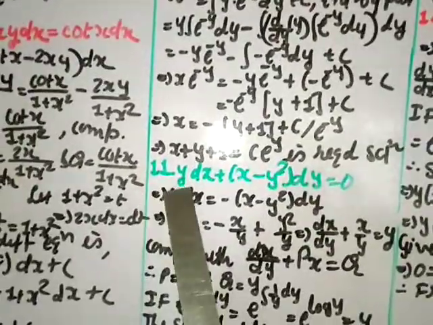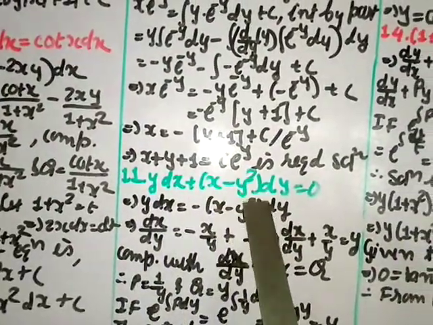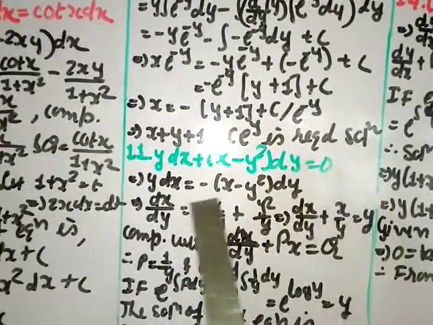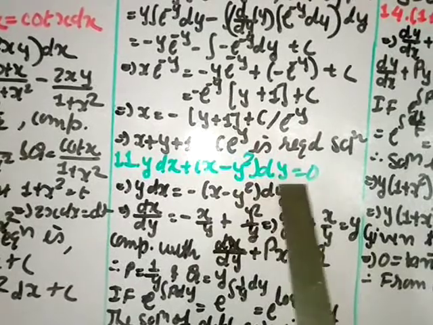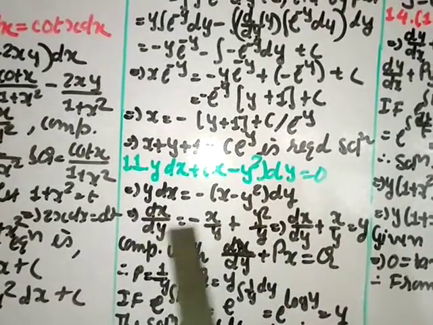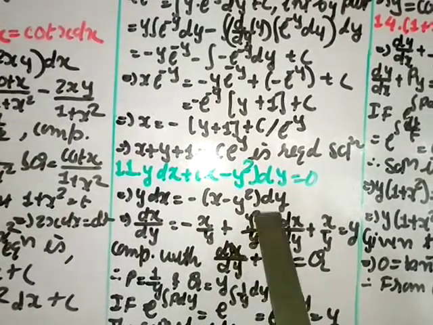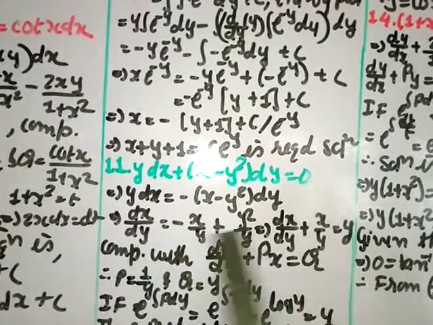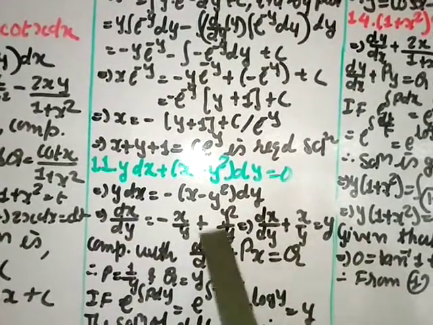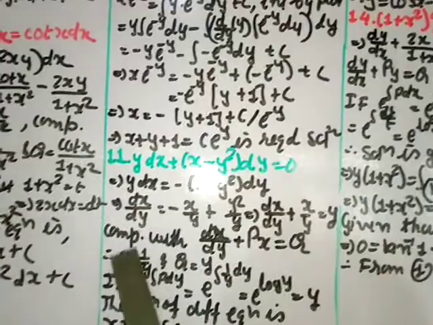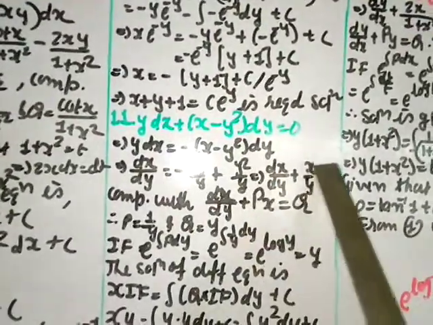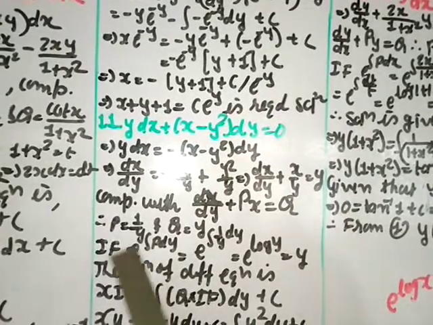Equation number 11, y dx plus x minus y square dy equal to 0. Let us rearrange, transfer this over here. So minus x minus y square dy. Transfer dy here and y over here. So you get dx by dy equal to minus x by y plus y square by y. This minus x by y, you transfer over here, so you get dx by dy plus x by y equal to y square by y, so y. Now comparing with dx by dy plus px equal to q, here p is equal to 1 by y and q is equal to y.